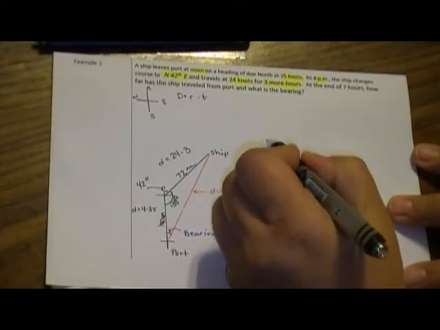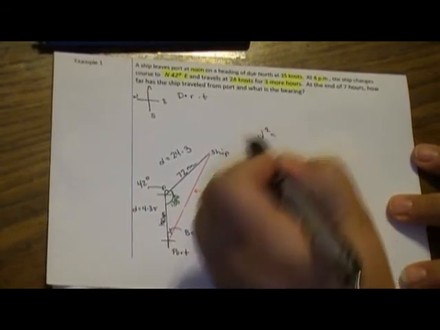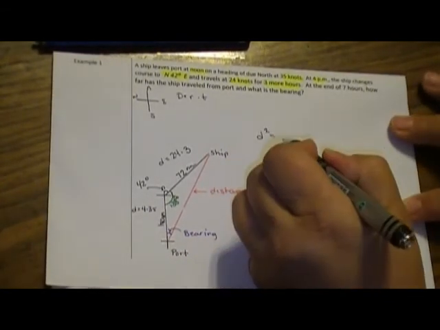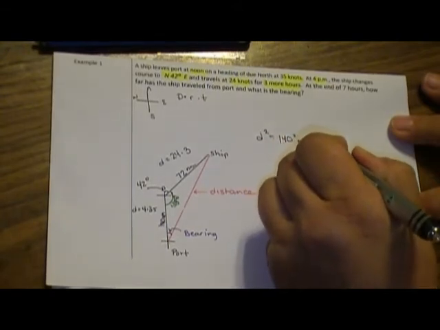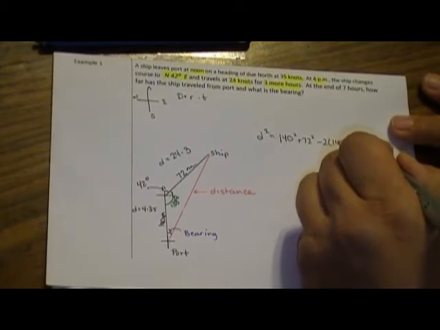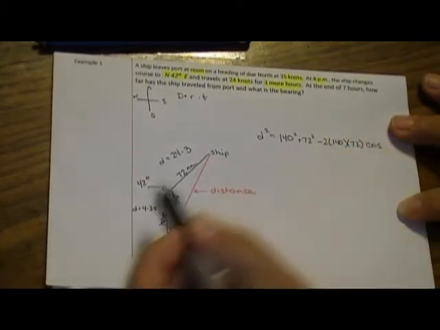Alright, so looking at this, I have a side angle side situation. And because of that, that means I have a law of cosines situation. So my distance d is going to equal the 140 squared plus the 72 squared minus 2 times 140 times 72 times the cosine of my 138 degrees.